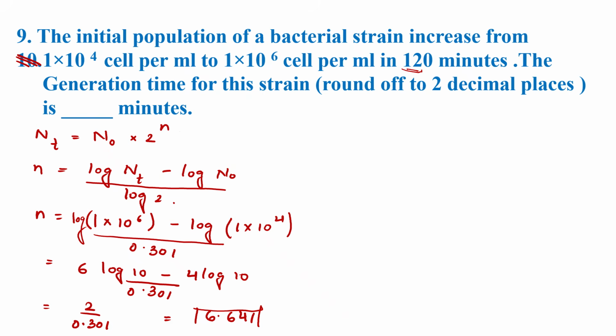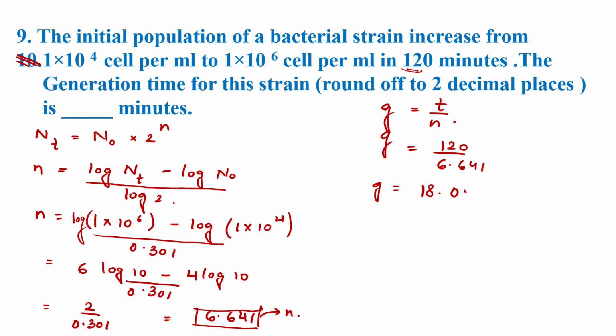Now generation time is equal to time by n. So time has been given, that is 120 minutes, and we have to find the answer in minutes. So no need to convert it. That is 120 by n, that is 6.641. So G is equal to 18.06. So our answer will be 18.